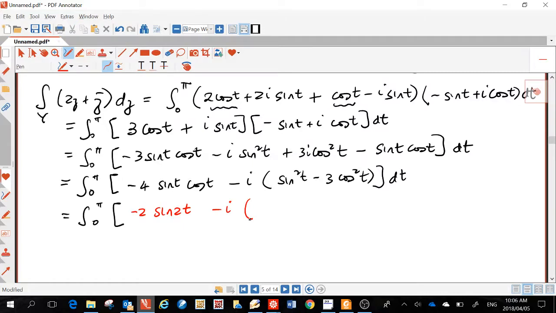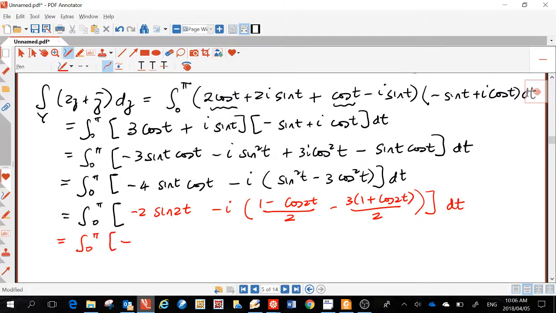Let's use another half angle formula. 1 minus cos 2t over 2. So it could be 1 minus cos 2t over 2, minus the same here, I into 1 plus cos 2t over 2. I wonder if we can simplify that a bit. Yeah, perhaps. Let's try 0 to pi. This one is simple enough.